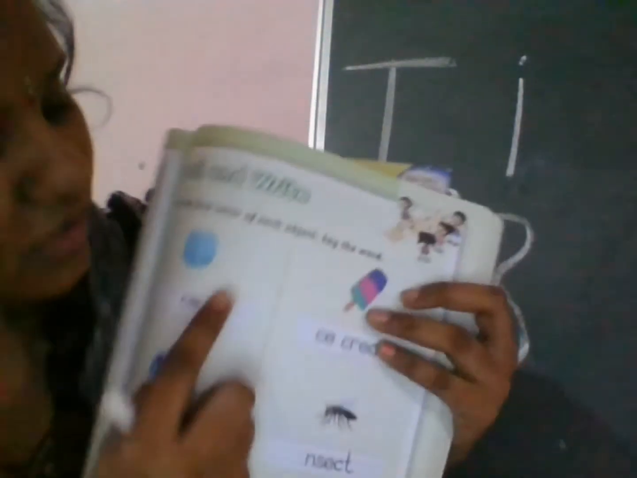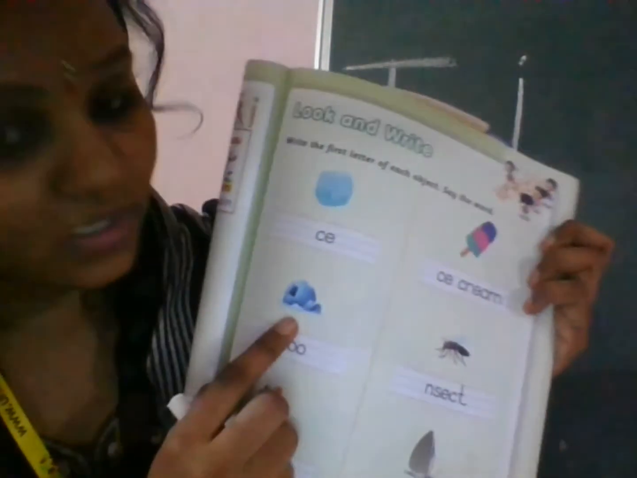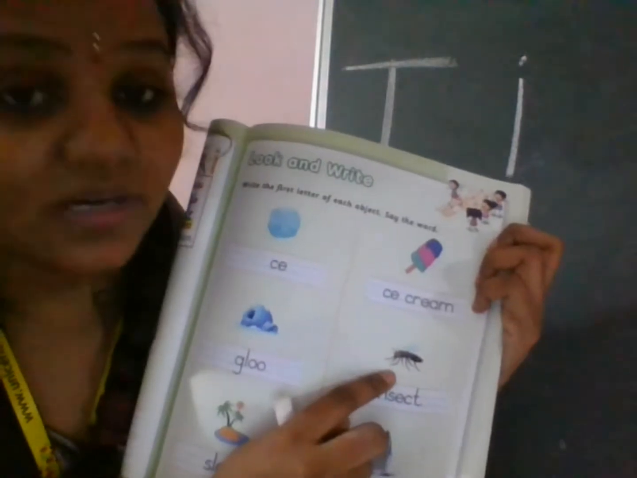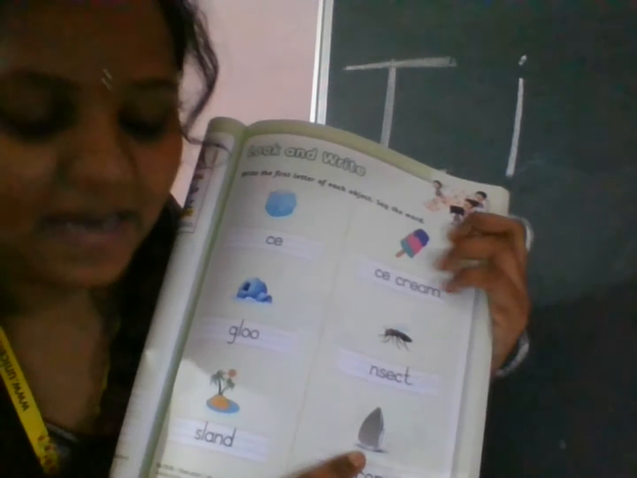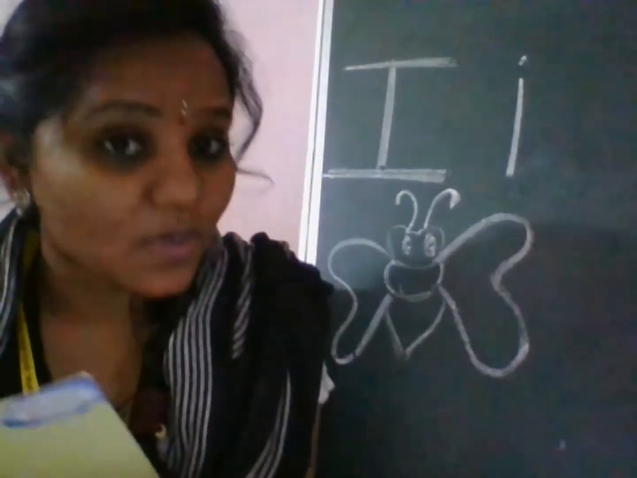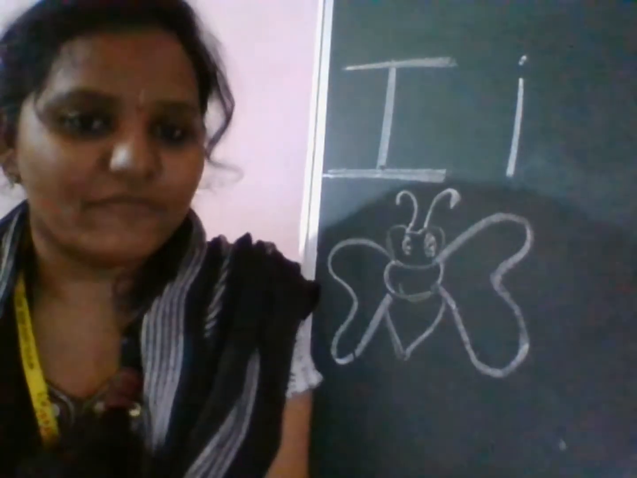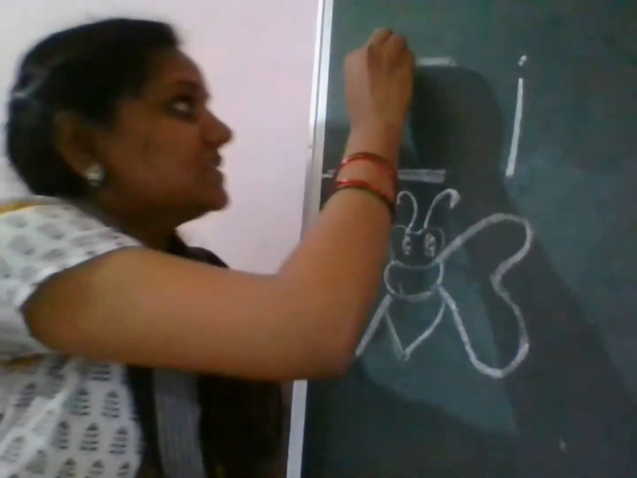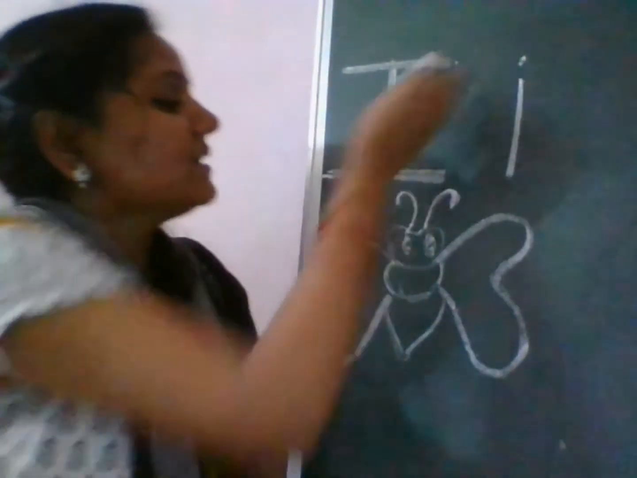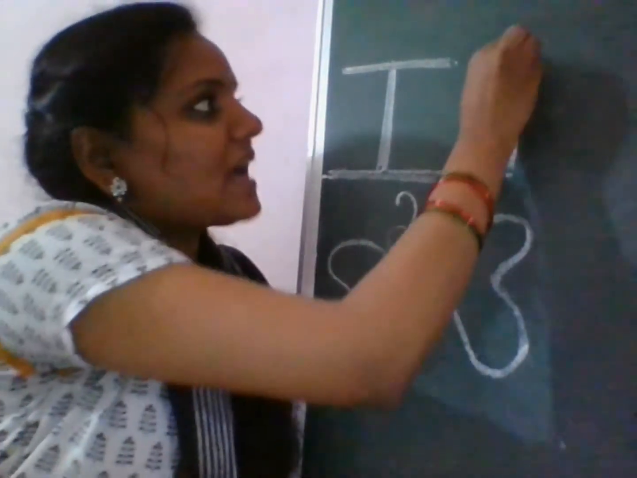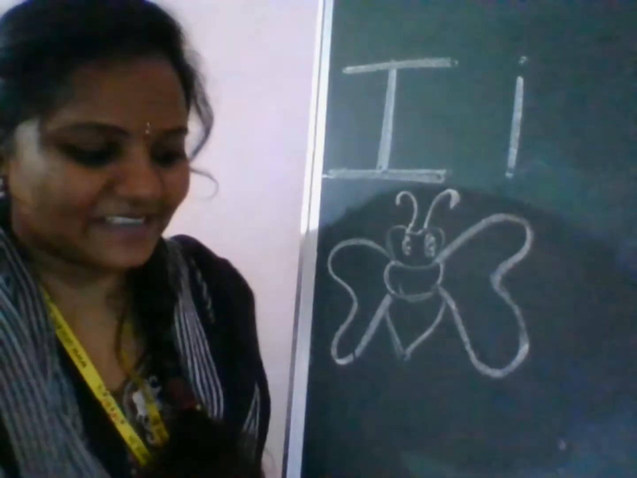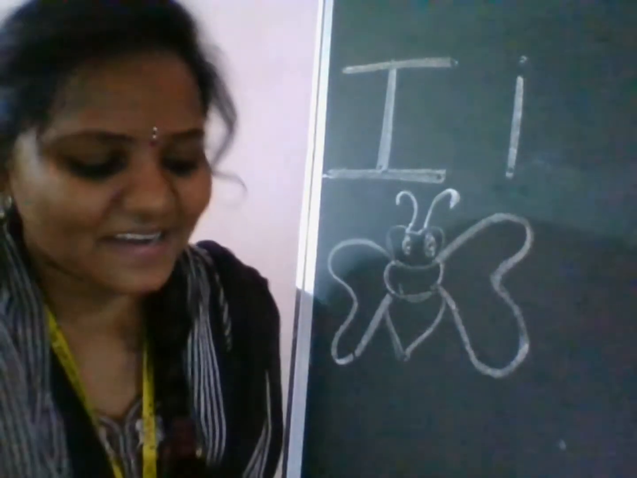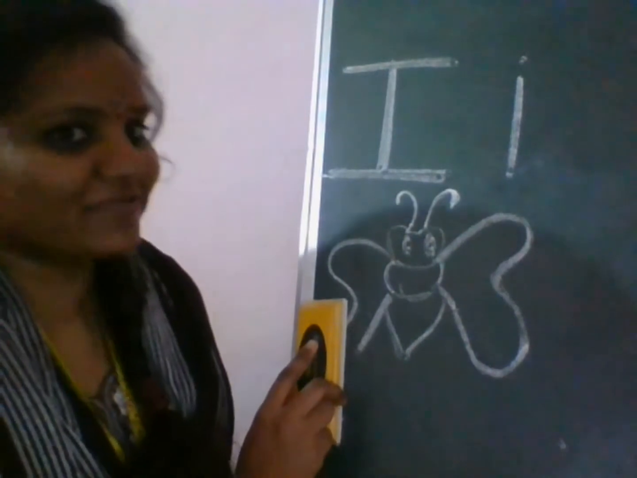Okay. I for ice. I for ice cream. I for igloo. I for insect. I for island. I for iron. What is the sound of I? E. Very good. So, this is capital I and small I. Mama I, baby I. Very good. Shall we learn one more letter, children? Good. Bye, butterfly.